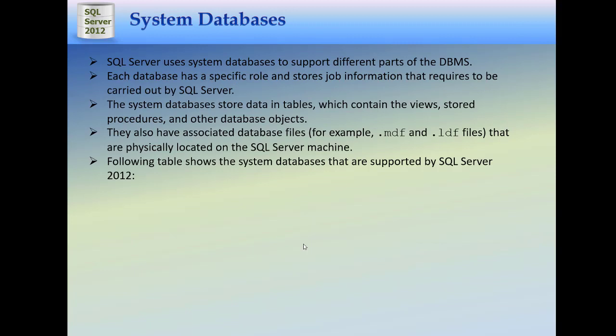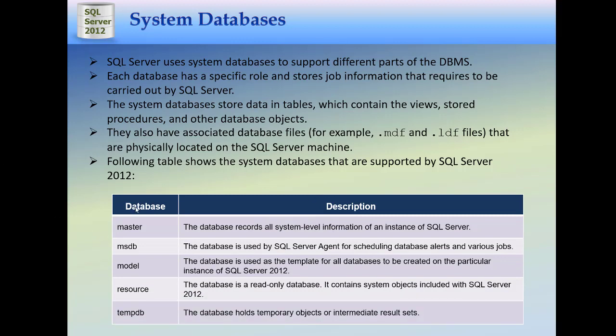Now, what are system databases? SQL Server uses system databases to support different parts of the database management system. Each database has a specific role and stores job information that needs to be carried out by SQL Server. The system database stores the data in tables, which contain the views, stored procedures, and other database objects. They also have associated database files, for example, .mdf and .ldf files, and these are physically located on the SQL Server machine. We'll see these once we're doing the practicals. The following table shows the system databases that are supported by SQL Server.